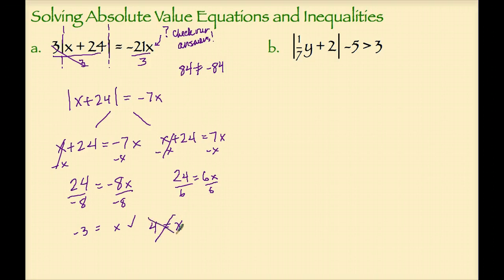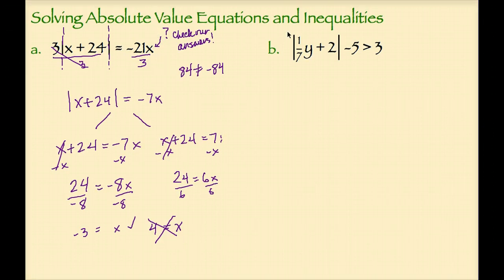So 4 was what we call an extraneous solution, seemingly valid, produced by a seemingly valid process or a correct process, but still, because of this variable in the initial equation, it turns out that it was not an actual solution. All right, now let's solve the absolute value inequality.